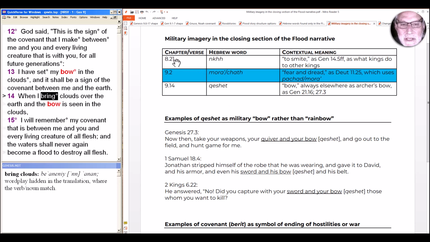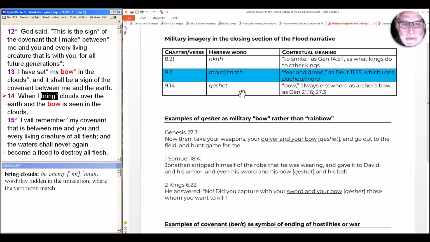In 8:21, which is a J part as we understood it, this word was used to describe what God would never do again, which is to smite, which is used in Genesis 14 and 5, as we'll see in a war story, as what kings do. So as opposed to the word we saw for destroy or corrupt. So I'll never again smite, the way kings do. And then we saw last time the words for fear and dread here, which echoed from Deuteronomy 11:25, the fear and dread, although in slightly different language, that people will have when they're going to war with other peoples.